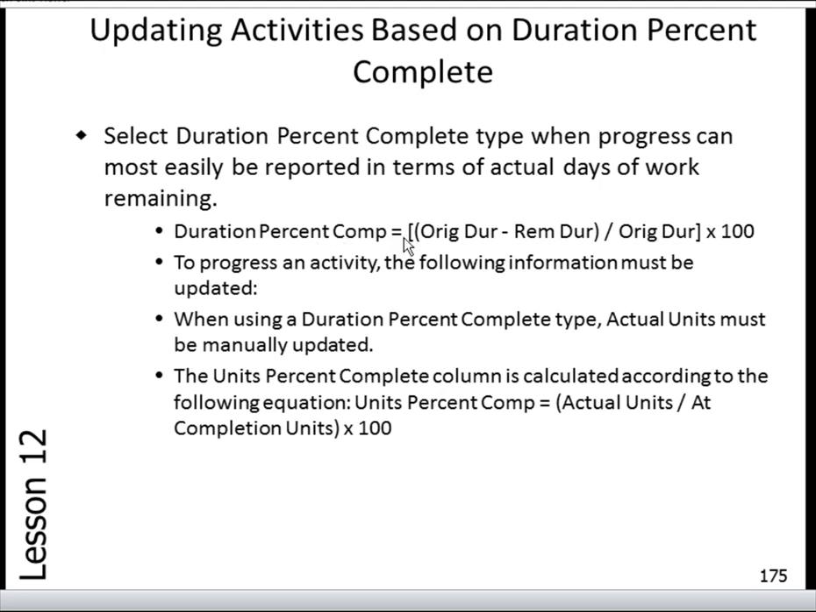Duration percent complete is calculated as original duration minus remaining duration divided by original duration times 100. To status an activity, the following information must be updated in addition to remaining days duration. When using duration percent complete type, you must also enter actual resource units. As a function of doing so, units percent complete will be calculated. Units percent complete is equal to actual units divided by at completion units times 100.